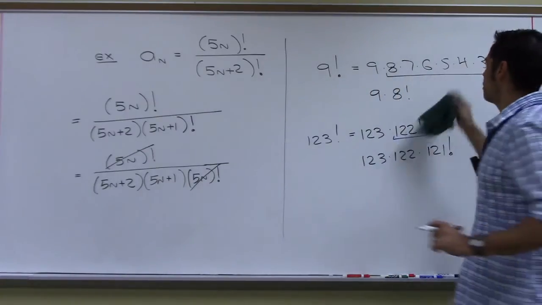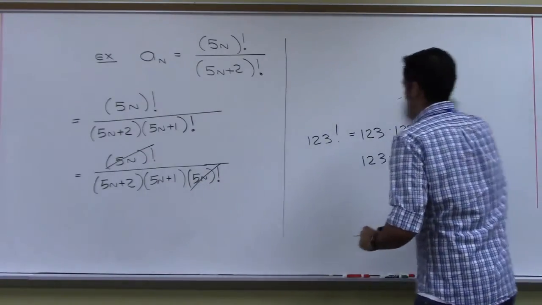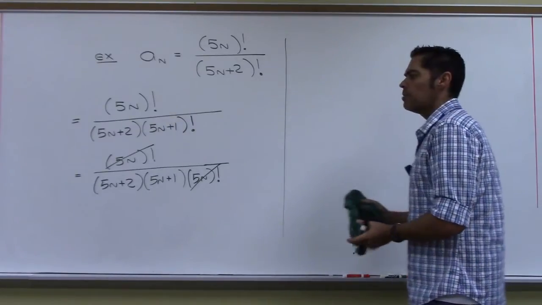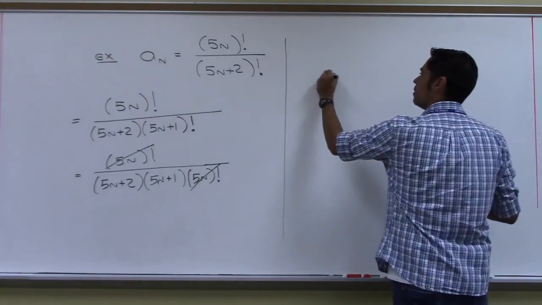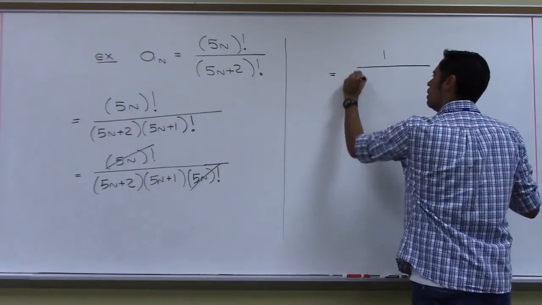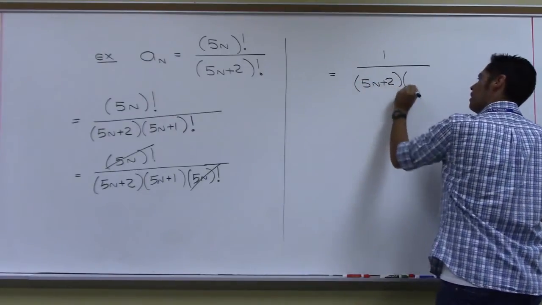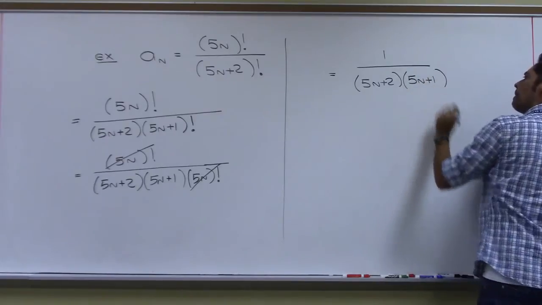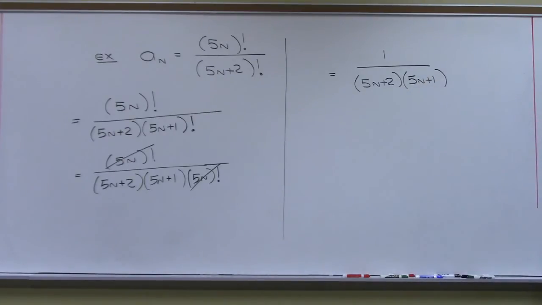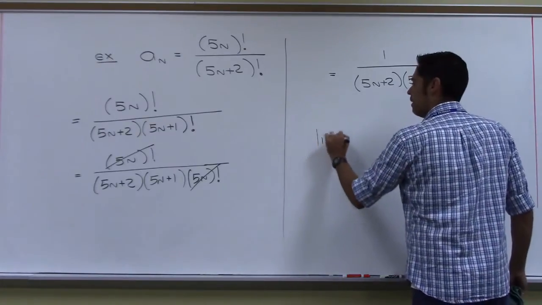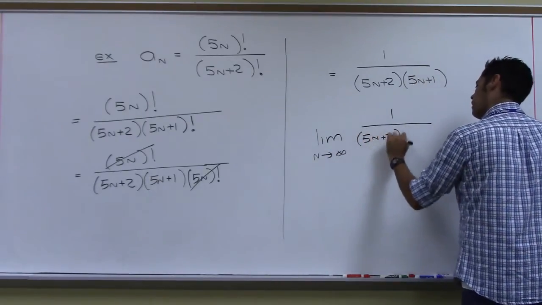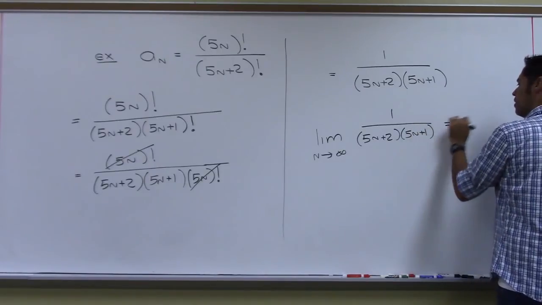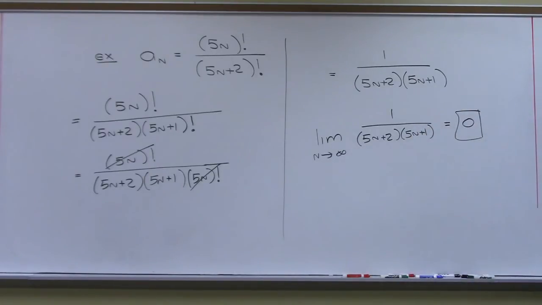And now you just look at that expression right there, okay? So you just brought it to like 0 factorial? Brought it to, because there's no more factorials. All that's left is this. 1 on top, 5n plus 2, 5n plus 1. That's all that's left. Now take the limit as n goes to infinity. What is the limit as n goes to infinity of this? It's 0. So it converges to 0.